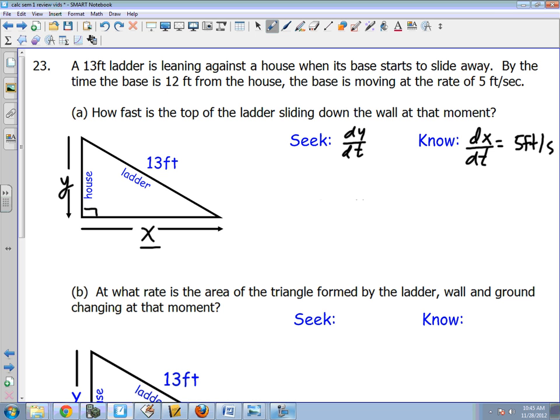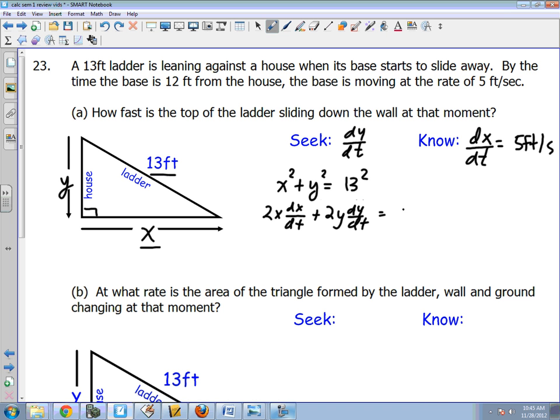So the house and the ground make a right angle. The ladder is 13 feet all the time, so that's not a changing value. So I don't have to take that into account. Sometimes I do, but in this case I don't. So I'm just going to come up with the equation that relates the rates. All right. So at this point, I differentiate it implicitly and then plug the values that I know at the given moment. So 2x dx/dt plus 2y dy/dt.